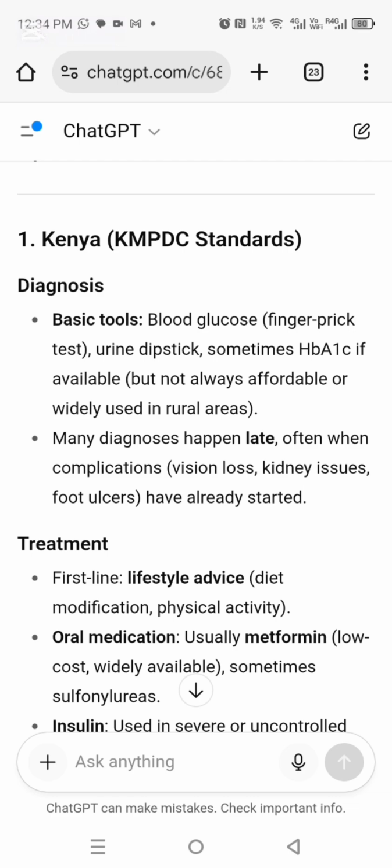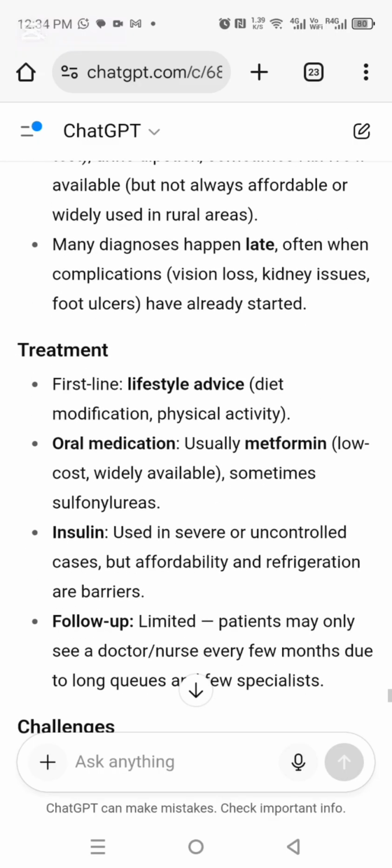So let's just see the diagnosis. The basic tools are blood glucose, but sometimes HbA1c if available, but not always affordable or widely used in rural areas. So it's not available. So it's the urine mostly and the finger prick. Many diagnoses happen late, often when complications like vision loss, kidney issues, and foot ulcers have already started.